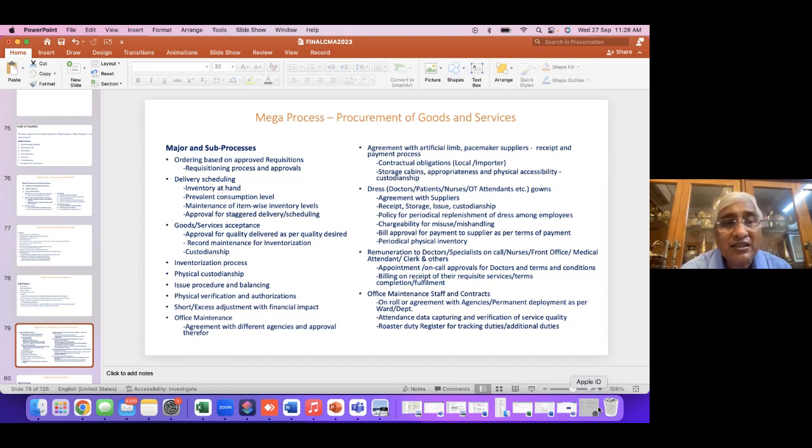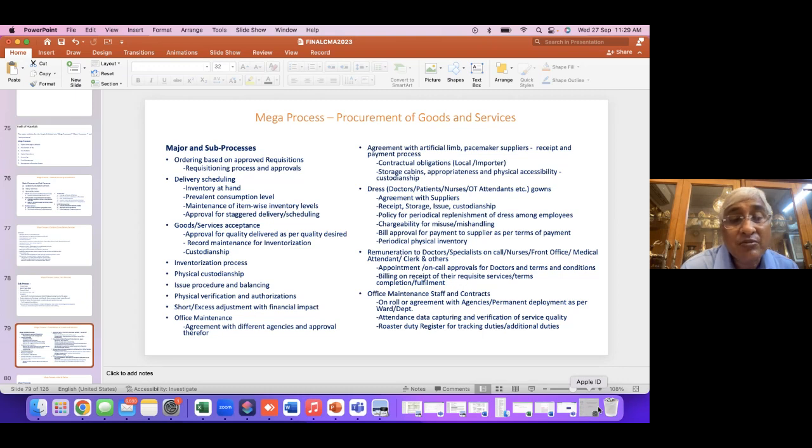So there are again other sub-processes like ordering based on the approved requisitioning process and its approvals, inventory at hand, inventory ordered, prevalent consumption level. Based on that, the future orders can be monitored, with maintenance of item-wise inventory level, approval for staggered delivery and scheduling, then goods and services acceptance based on quality assurance. Because again, whenever particular services are asked for, that must be with the proper approval of quality.